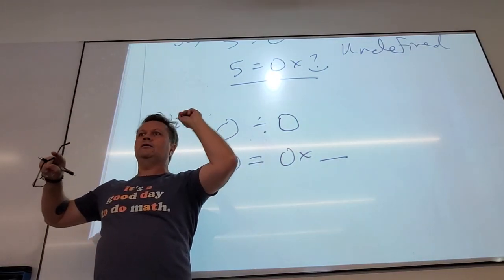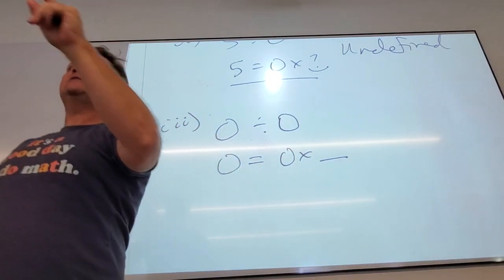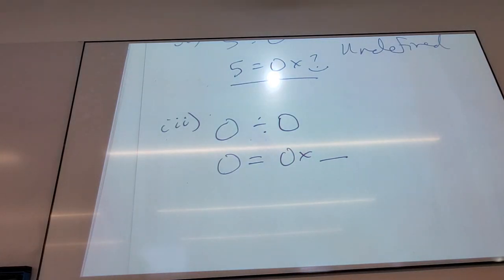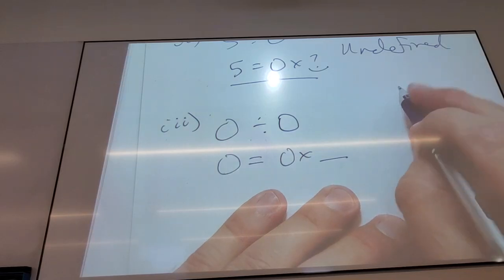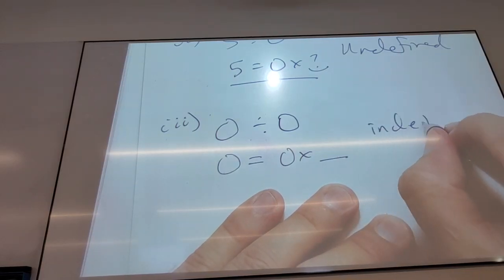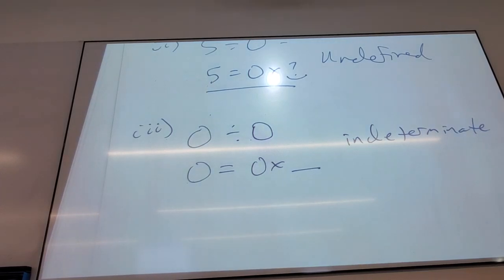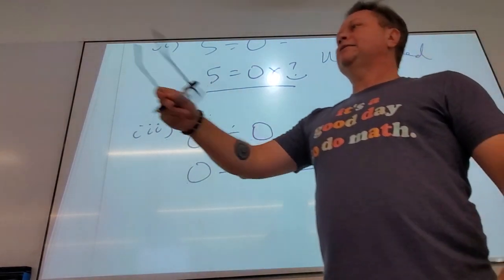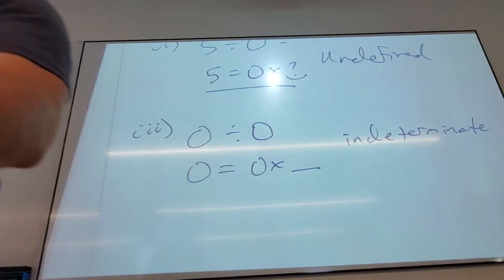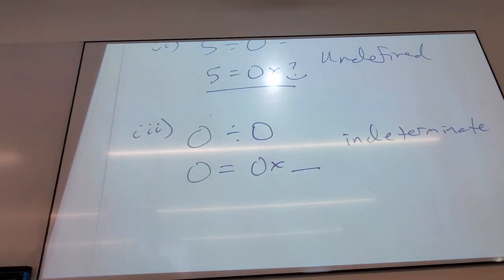So this one is trippy. It's not undefined because everything works. But then can you tell me what the answer is? No. So this one, to be honest, I forget, does the book even call it something? No. It just points out this is weird. I'll tell you the actual word for it. Indeterminate. It's kind of worse than undefined in a way. It means I cannot determine what the answer is. Why not? Because anything works.